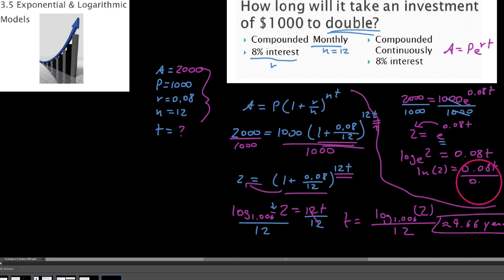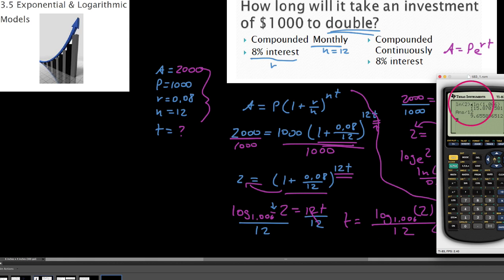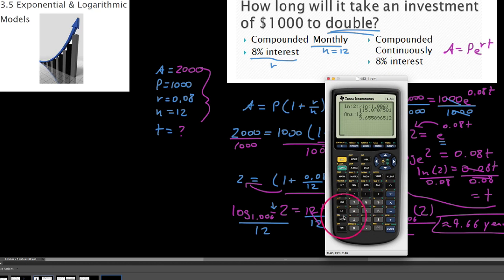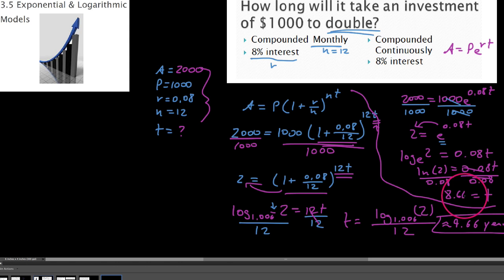Now we're going to divide both sides by 0.08, and get your calculators ready. We're going to find a time here. If we were compounding continuously and not just monthly, it probably should take just a little bit less time, because continuously compounding interest is just so continuous. Looking at this, we get about 8.66 years. 8.66 years, and that is actually a whole year shorter.